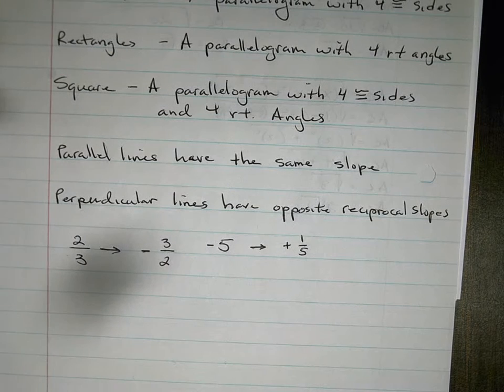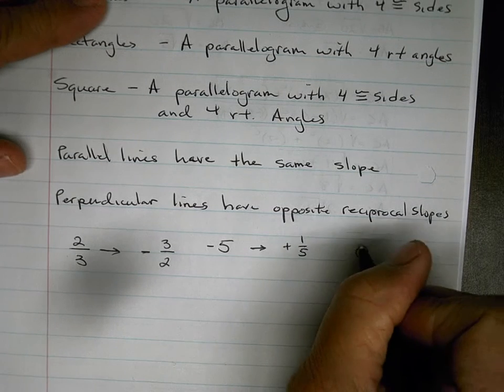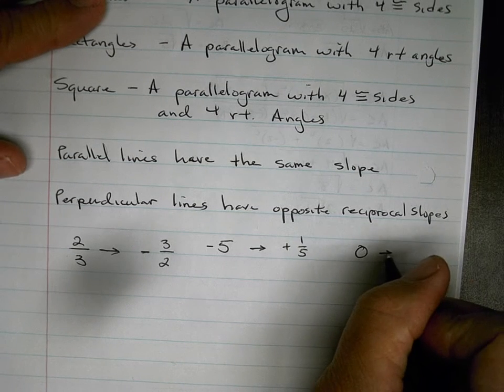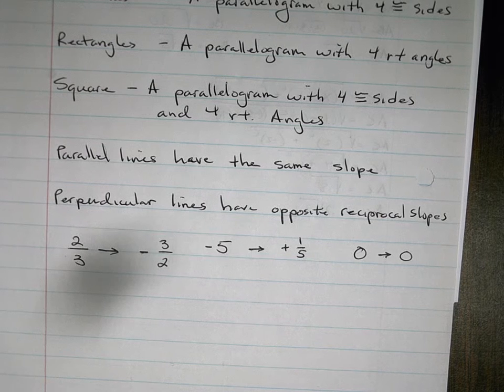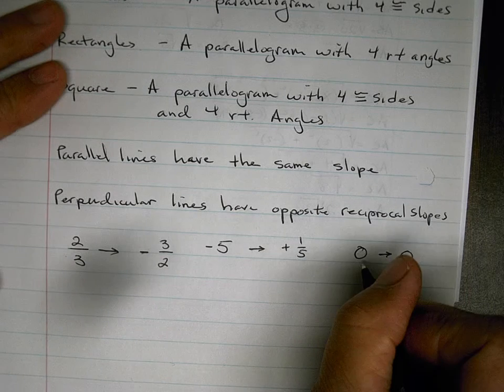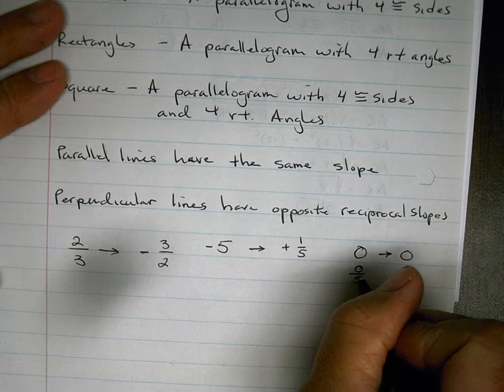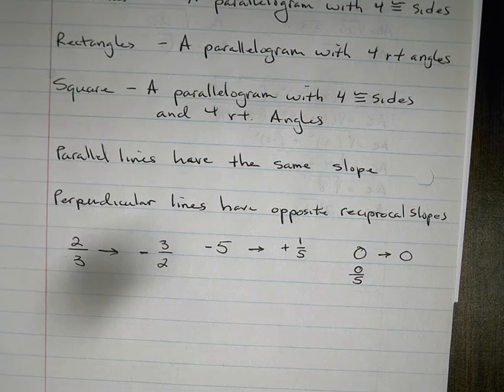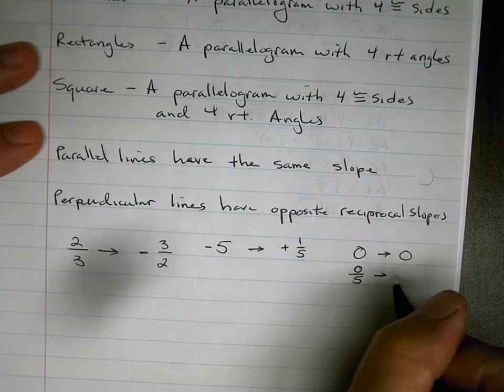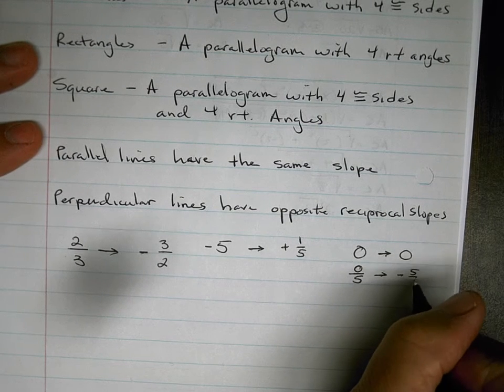Okay? And what is the reciprocal of 0? Well, the opposite reciprocal of 0 is just 0. Okay? We can't really have an opposite reciprocal of that. But let's think of it in a different way. What if we had the 0 over 5? We could get a slope of 0 over 5. So what would be the opposite reciprocal of 0 over 5? Well, it would be -5 over 0, wouldn't it?